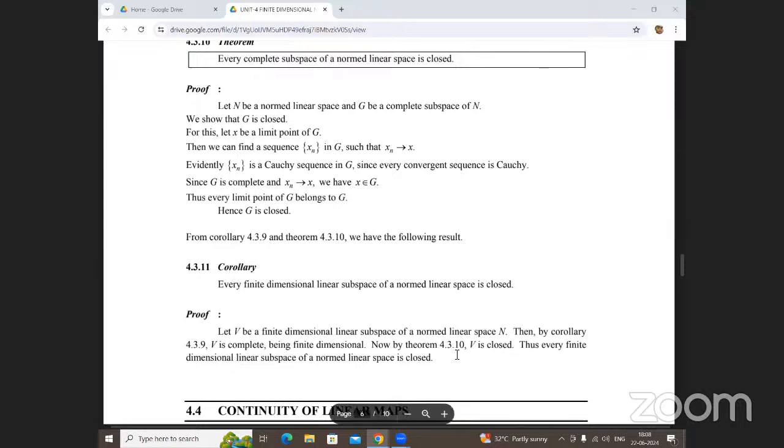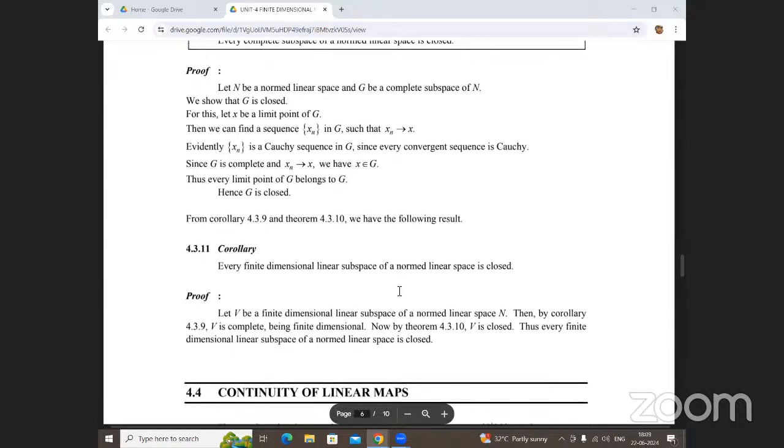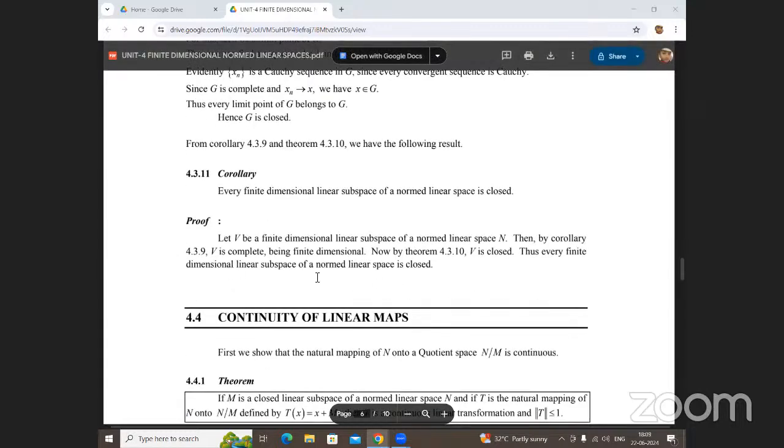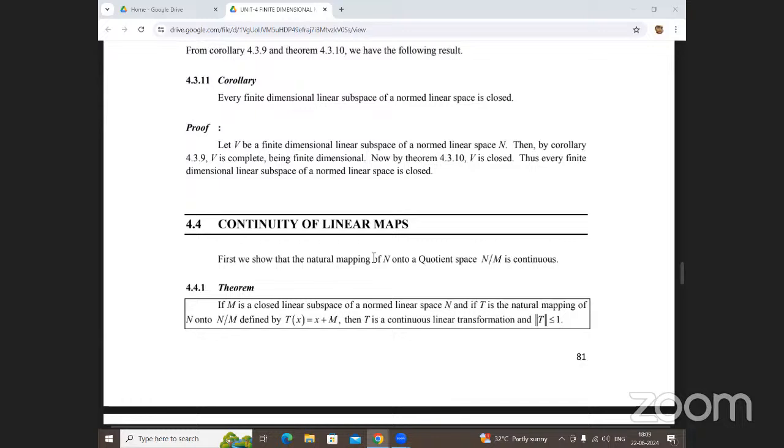Write the statement in place of theorem 4.3.10. Some students write in the answer books just "by theorem 4.3.10". That's not correct. You must present the statement in place of this line. Here capital V is closed. Thus every finite dimensional linear subspace of a normed linear space is closed.